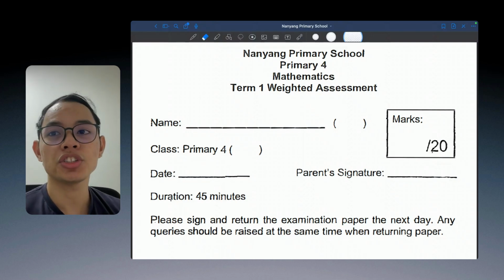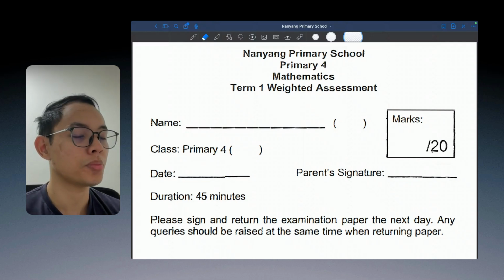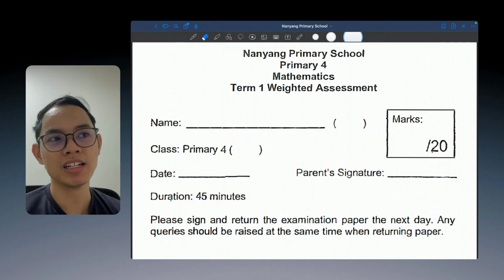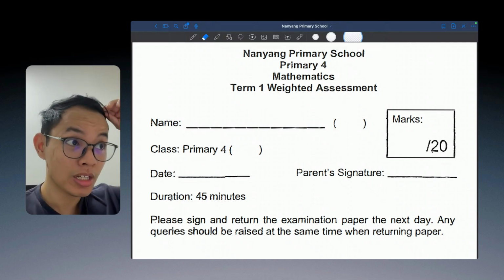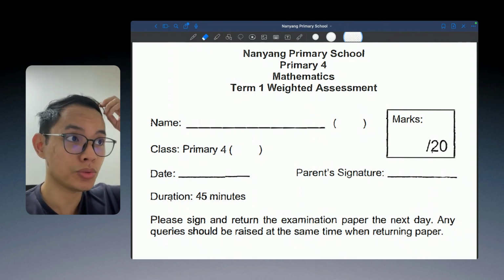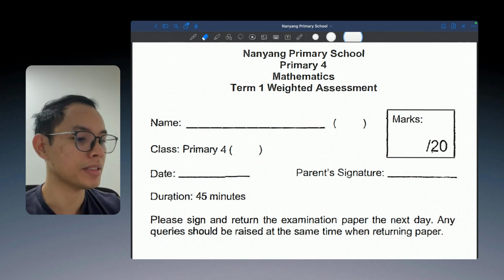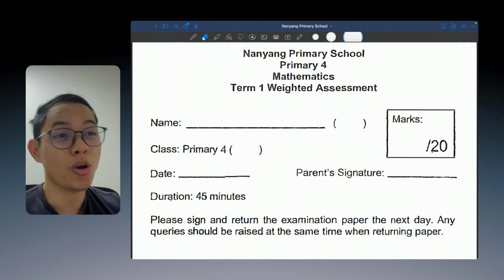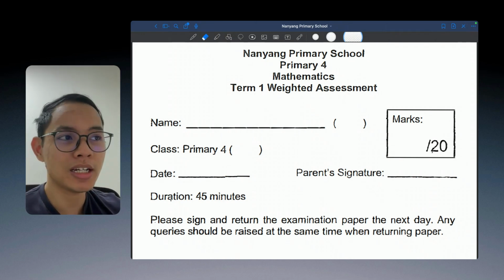So in this video, I'm going to share the Nanyang Primary School Primary 4 answers for mathematics, Term 1 weighted assessment. This will be very good if you want to do revisions for your weighted assessment. So get out your papers and pens. We're going to go through the answers.